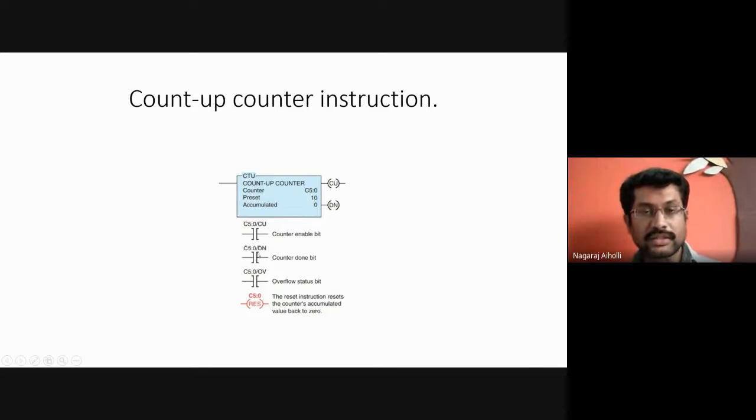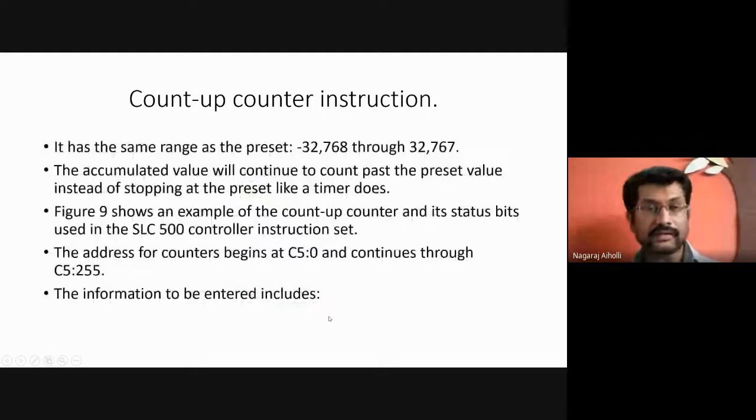C5:0/DN is the done bit. When the counter has counted, to indicate that the counter operation is completed, the done bit is made equal to 1. C5:0/OV is the overflow status bit; the overflow condition is indicated by this. Then the reset bit: the reset instruction resets the counter's accumulated value back to 0. Address for counter begins at C5:0 and continues up till C5:255. That is the maximum value for the counter.